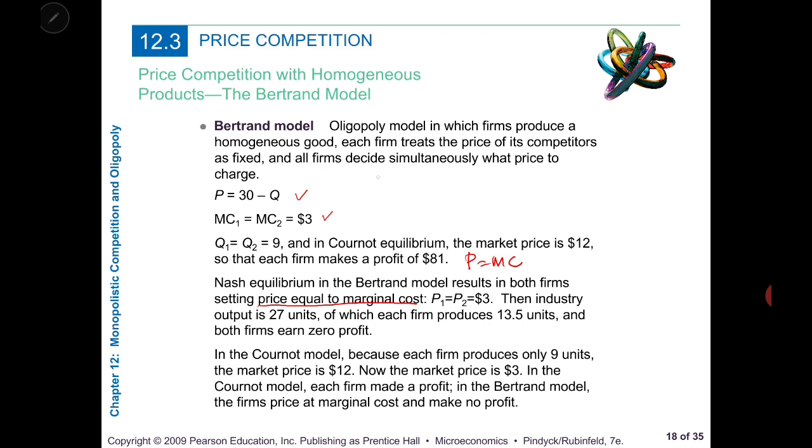Let's take a case where firm 1 is bold enough to price its good at $5, but firm 2 says, I'm going to stick to $3. And obviously the market share will move from firm 1 to firm 2. So there is a clear incentive to choose a price that is lower than your competitor.